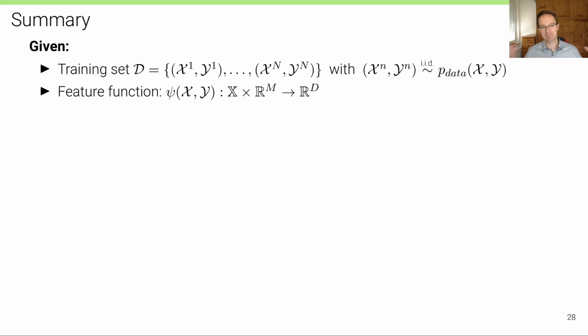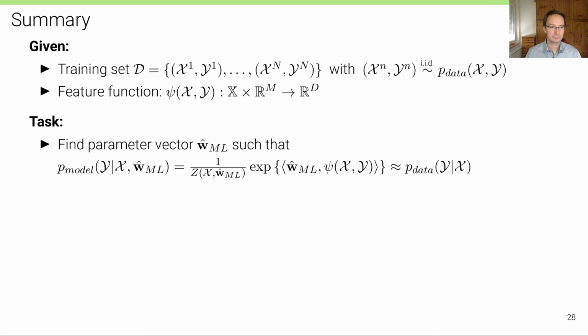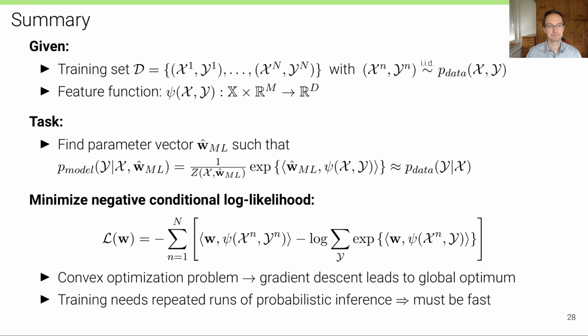Good. So let's summarize what we've seen in this unit. Given a training set D with IID drawn data and a feature function from input and output space to some feature space, the task is to find the maximum likelihood parameter vector W such that the model distribution becomes similar to the data distribution under that training set. And in order to do so, we minimize the negative conditional log likelihood, which in the case of log linear models is a convex optimization problem. So we know that gradient descent leads to a global optimum.